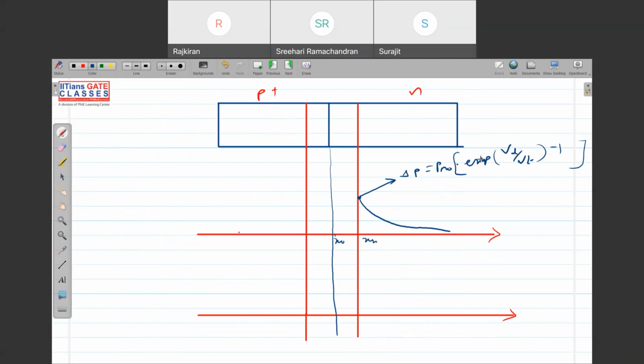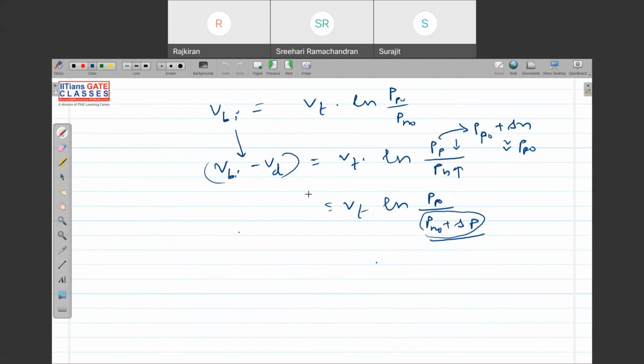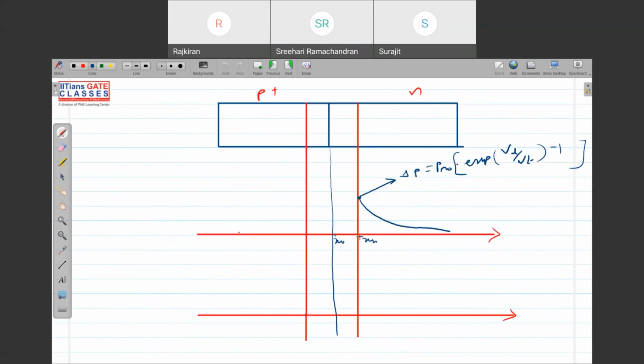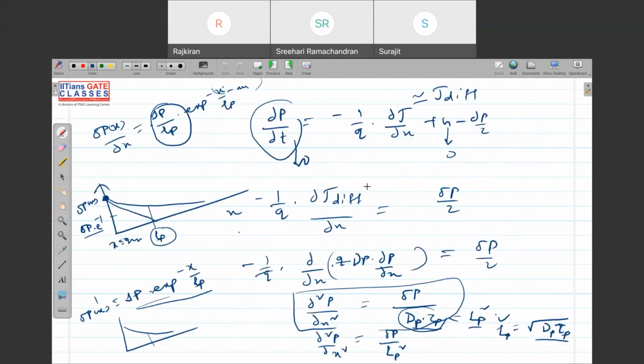So if you do like this, you want del p at x equal to xn. What will the equation be? Actually, this will be del p times exponential of minus (x minus xn) by Lp. So at x equal to xn, I'll get del p, then it will decrease exponentially. This is just a shift, but again the slope at this point is del p by Lp only.